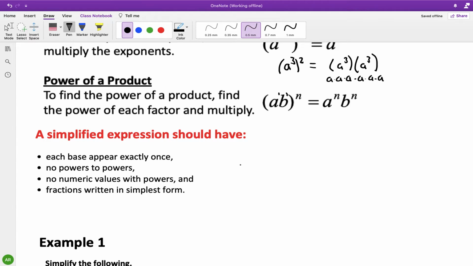No numeric values of powers. So let's say we had 5 squared. Instead of writing down 5 squared, we should write down 25. We should go ahead and simplify that and just turn it into whatever it is.